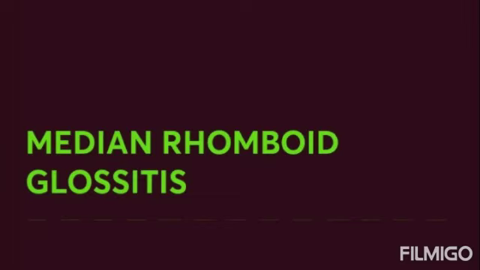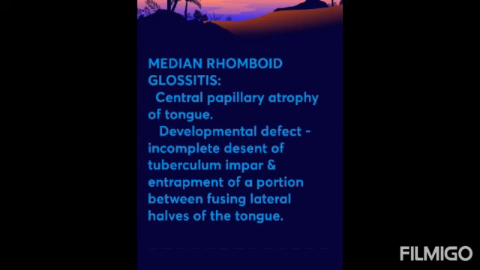Median rhomboid glossitis is also called central papillary atrophy of the tongue. It is a developmental defect due to the incomplete descent of tuberculum impar and entrapment of a portion between the fusing lateral halves of the tongue. So it is due to the failure of fusion of tuberculum impar.